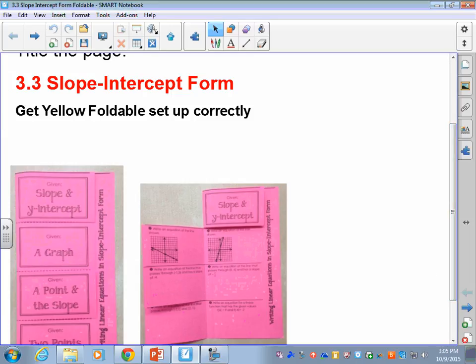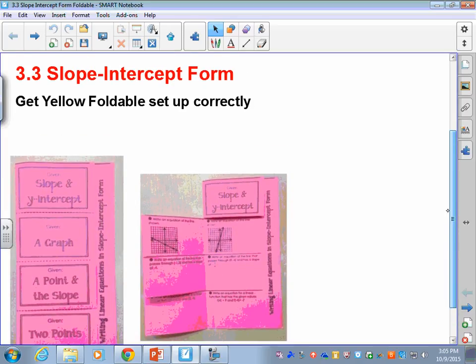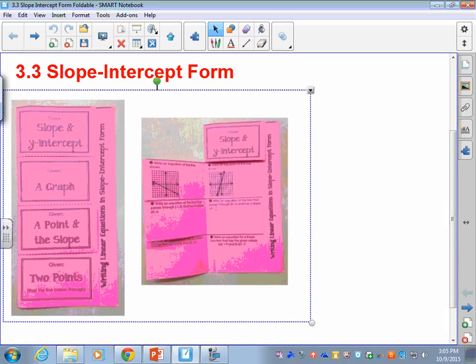Left side, yes. And I need you to get your yellow photo set up correctly. I've kind of shown a picture up here. Let me move this up if it will let me. Yeah. Oops, right there.